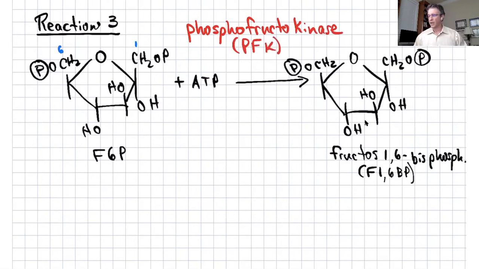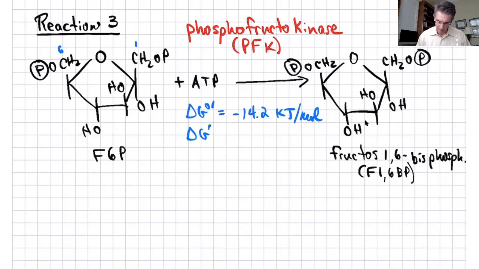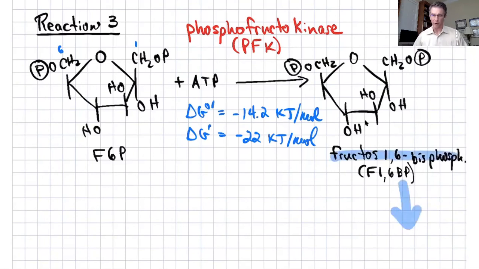The standard state free energy change for the PFK reaction is, of course, quite favorable. We're burning some ATP. Delta G naught prime is minus 14.2 kilojoules per mole. But under cellular conditions, it's quite a bit more favorable than that. It's actually minus 22 kilojoules per mole, which gives you some sense of what's happening to that fructose 1,6-bisphosphate pool. When the cells or tissues are running this pathway glycolytically, this pool is getting drained.